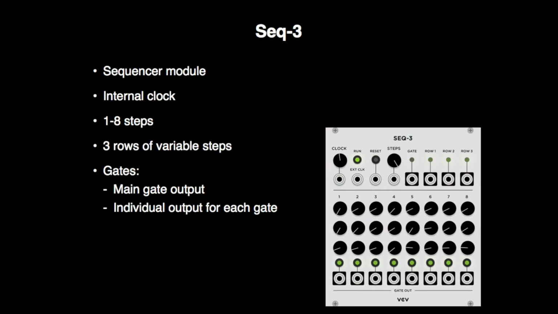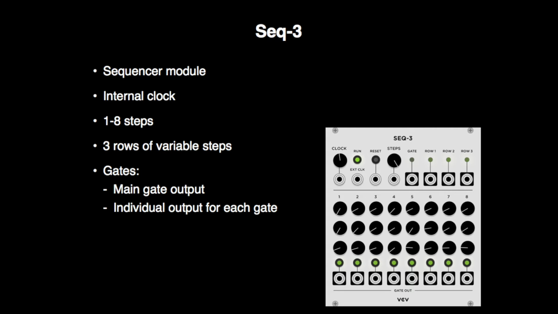Okay, so now let's go ahead and look at a sequencer in VCV Rack. This is the module you can see here on the slide. It's called Seq3. This is the fundamental sequencer module, and it's a really powerful sequencer module. It's got an internal clock, so we don't need to attach an external clock.